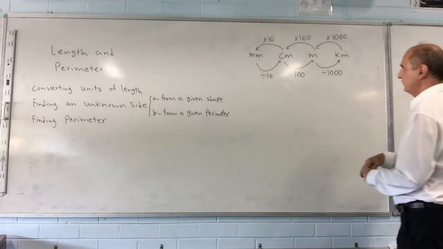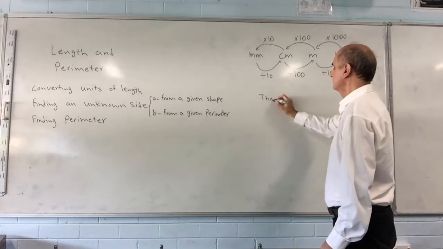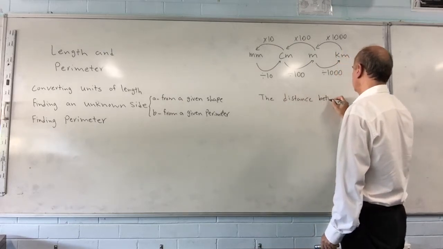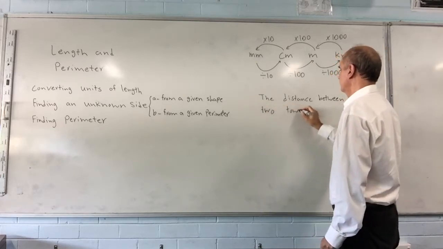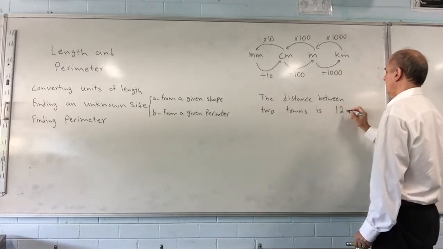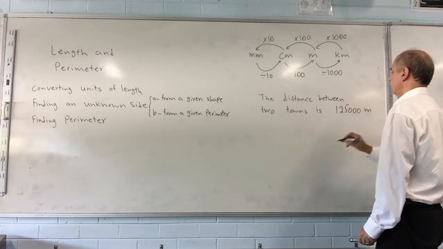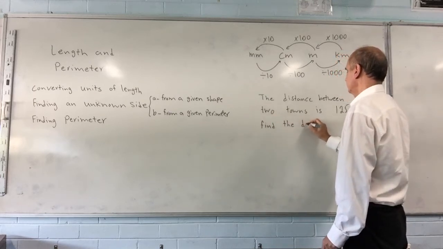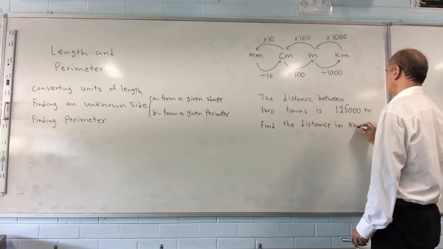As another example, the distance between two towns is 125,000 meters. Find the distance in kilometers.